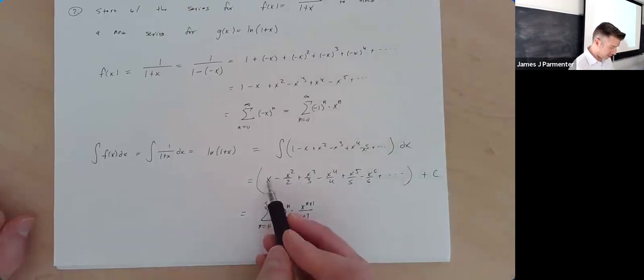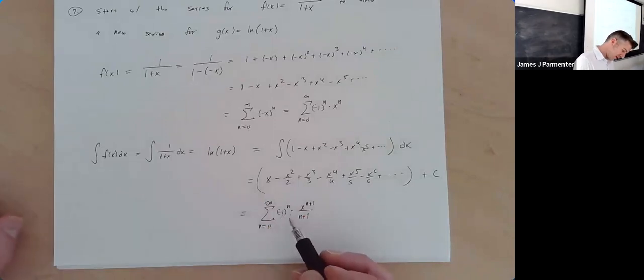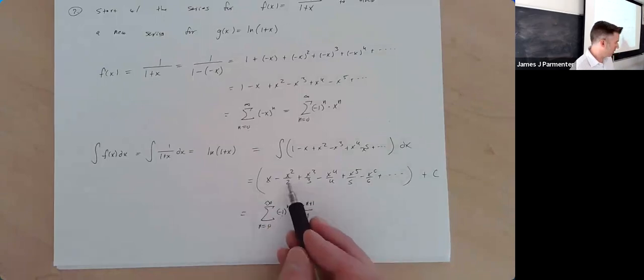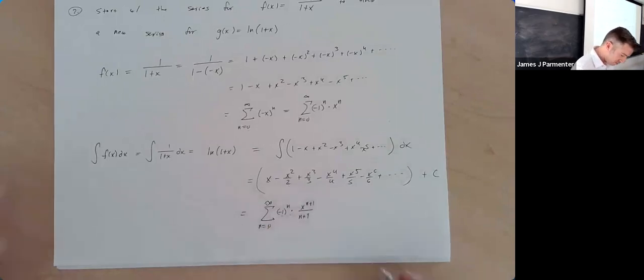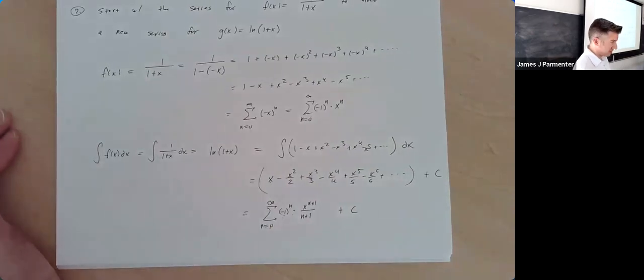Yep, that's my first term. If I plug in n equals 2, I get, maybe I'm off by a negative here? Oh, no, sorry, I went to 2, I should have gone to 1. Plug in n equals 1, I get negative 1 times x squared over 2. There we go, and so on. Keeps going. Plus c.